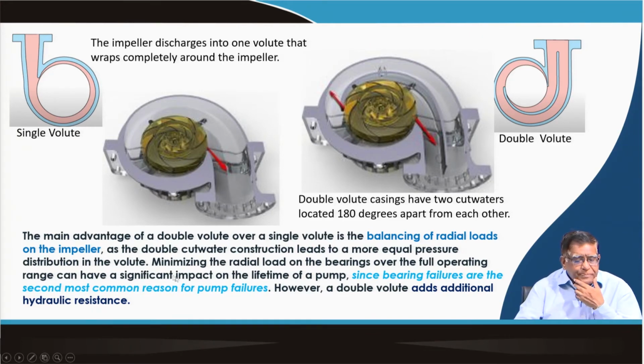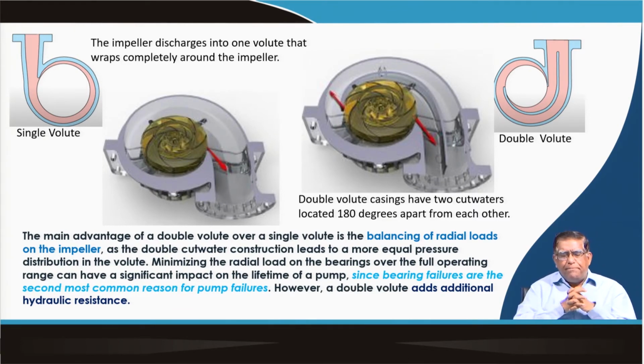So, now you can see that minimizing the radial load on the bearing over the full operating range can have a significant effect on the life of the pump. Mainly the pump gets damaged at its bearing or at the impeller. Sometimes at the impeller there is one phenomenon called cavitation, with a lot of pitting formations over there.